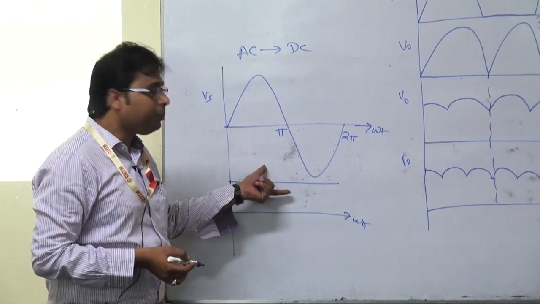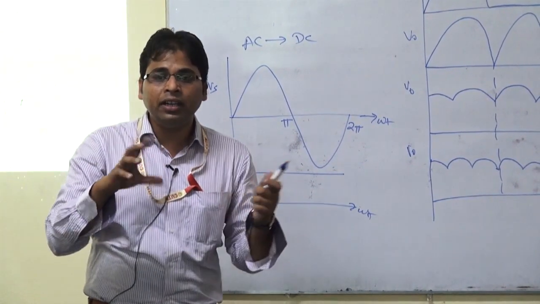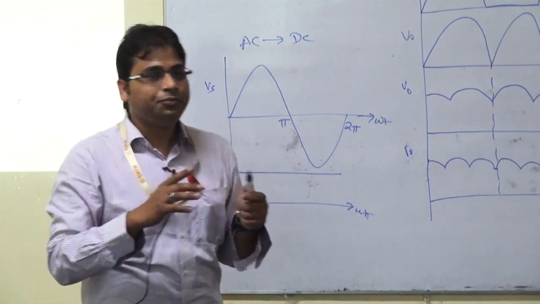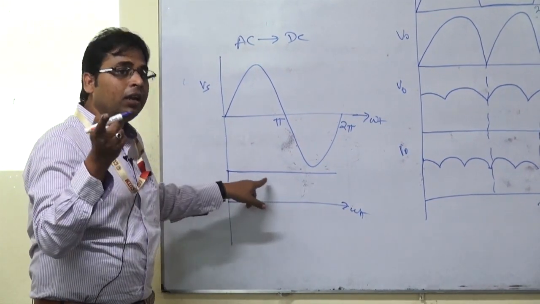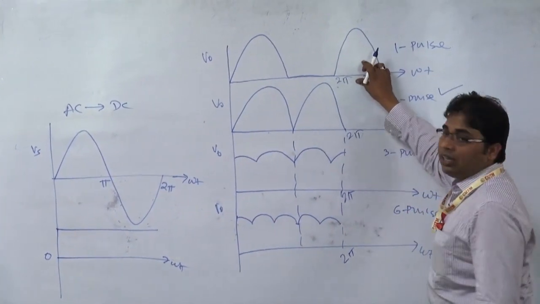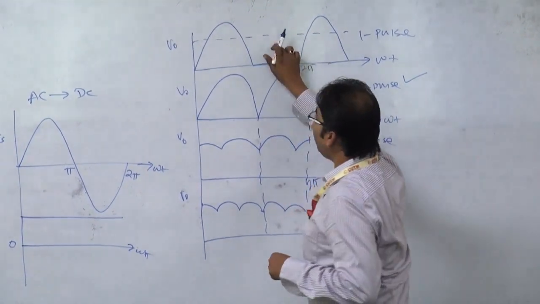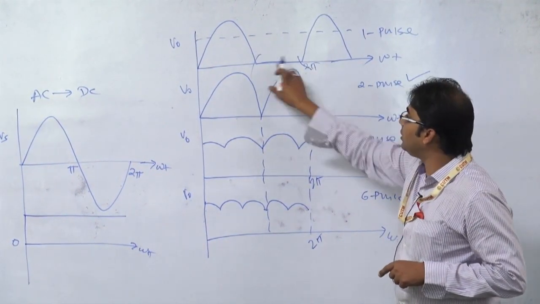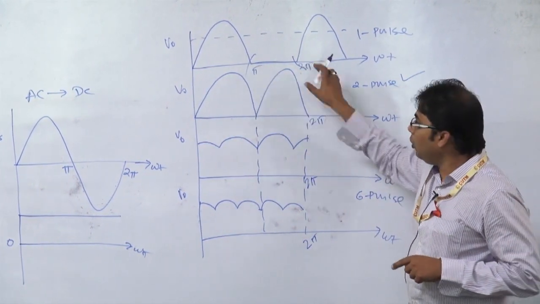For that purpose, to make pure DC, what do we need to connect? At the output of a rectifier, we need to connect some arrangement, that is called a filter. We have to make some extra arrangement to make ripple free pure DC. Now look here. To make ripple free DC here, your filter size will be more, since we have no output voltage during pi to 2 pi.